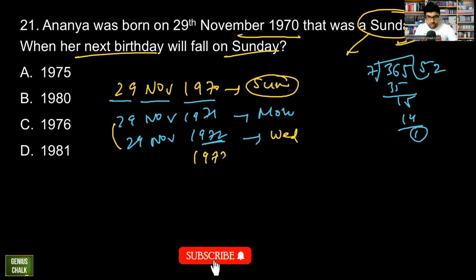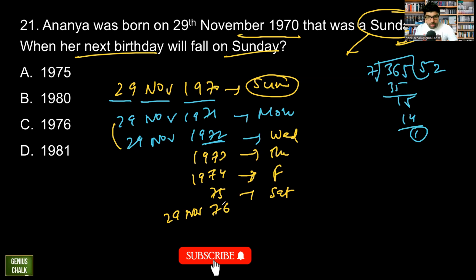Then 1973, it will be Thursday again. Then 1974, it will be again Friday. Then 1975, it is Saturday. Then 1976. Now again, the February 29 of this 1976 year has come. This must be on Monday, not Sunday again. So 76 is not my answer. Then 75 is also not my answer.